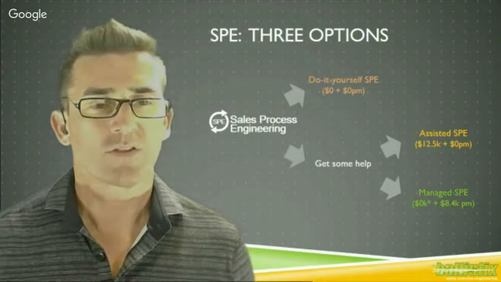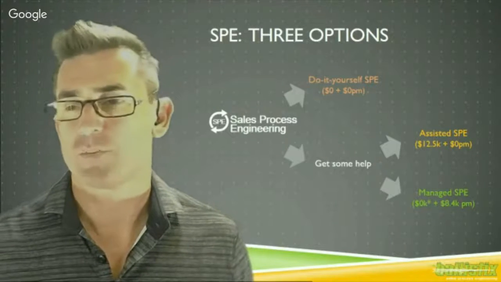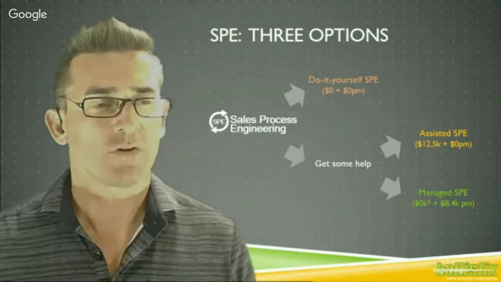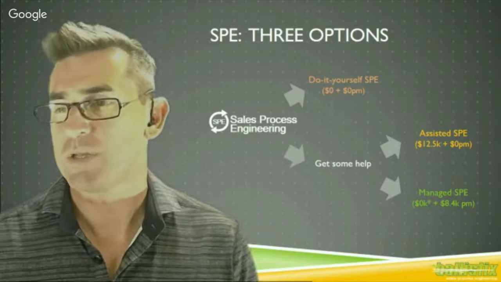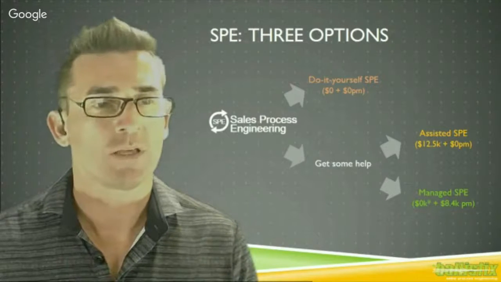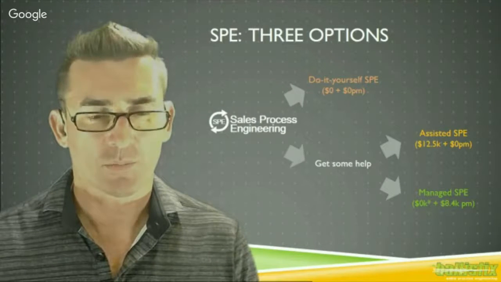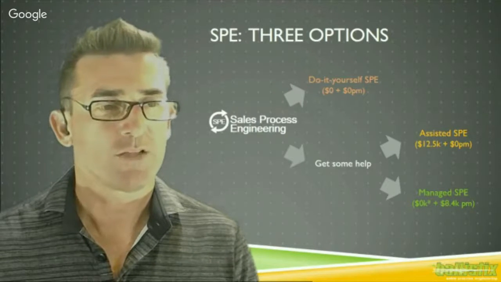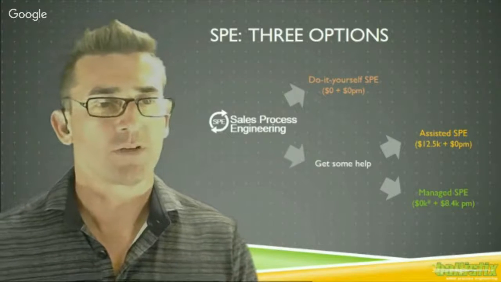If you're looking at doing things a little faster, we have this middle option that we call Assisted SPE, and this involves you commissioning us to come and run, or me to come and run, a 2-day workshop with your team, where we help you build a detailed blueprint for your end state, and that can really speed things up a lot.